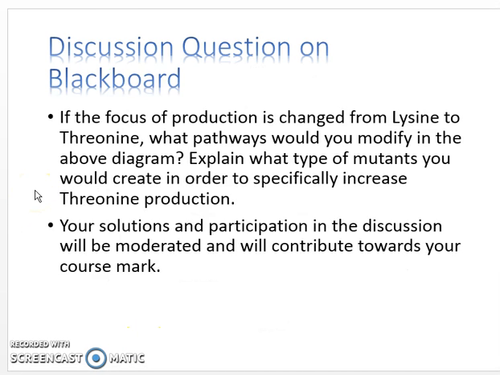There are some discussion questions I'd like to pose to you on Blackboard. Please log into Blackboard and answer the question that I am posing. If the focus of production is changed from lysine to threonine in the diagram that I showed you, and you can obtain the diagram in your PowerPoints, what pathways would you modify in the diagram? Explain what type of mutants you would create in order to specifically increase your threonine production. And your solutions and participation in the discussion will be moderated and will contribute towards your course mark.